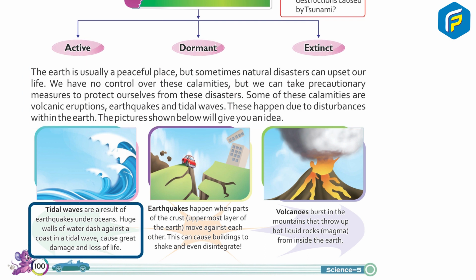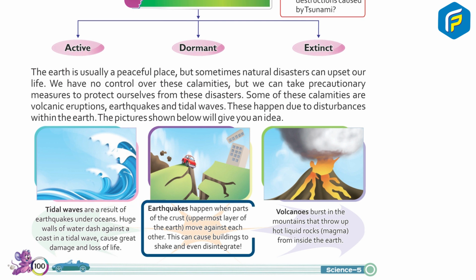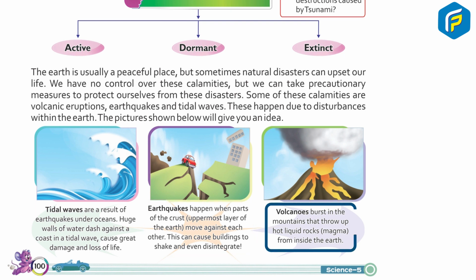Tidal waves are a result of earthquakes under oceans. Huge walls of water dash against the coast in a tidal wave, causing great damage and loss of life. Earthquakes happen when parts of the crust, the uppermost layer of the earth, move against each other. This can cause buildings to shake and even disintegrate. Volcanoes burst in the mountains and throw up hot liquid rock, magma, from inside the earth.